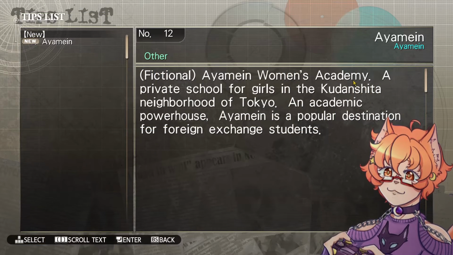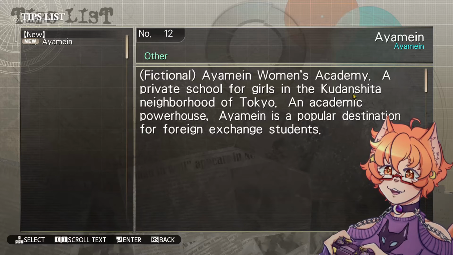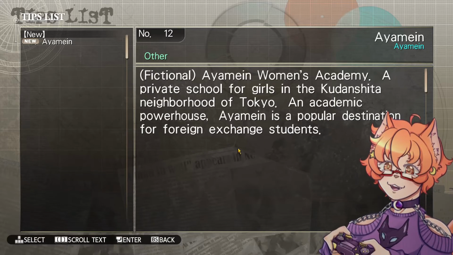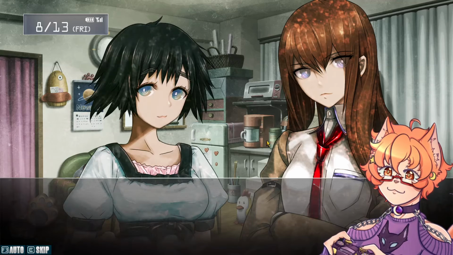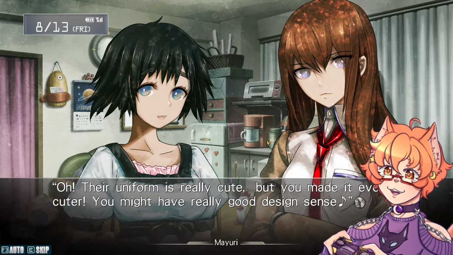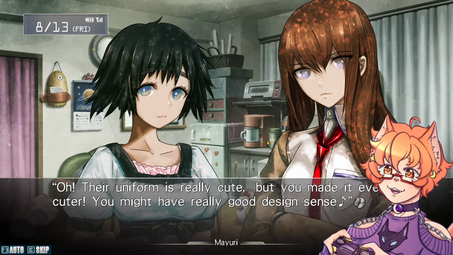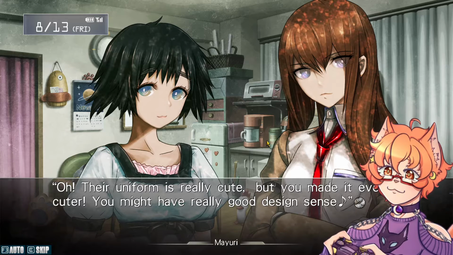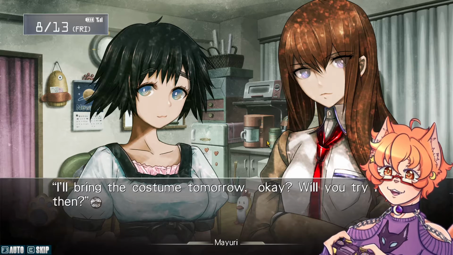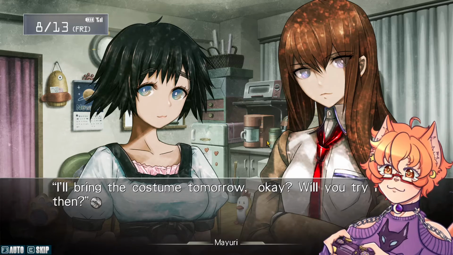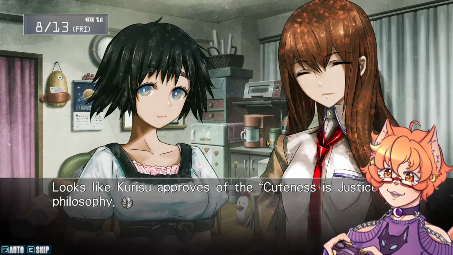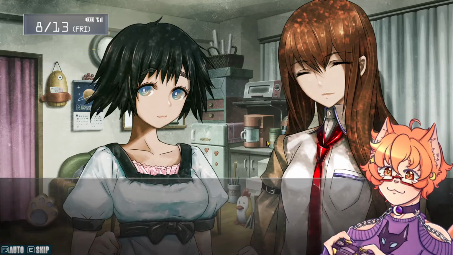Huh? Ayamain Women's Academy, a private school for girls in the Kudanshita neighborhood of Tokyo, an academic powerhouse. Ayamain is a popular destination for foreign exchange students. Oh, their uniform is really cute, but you made it even cuter. You must have a really good design sense. Maybe Kurisu and Mayuri can make costumes together. I'll bring the costume tomorrow, okay? Will you try it on then? Yes! Sure. Yes! Looks like Kurisu approves of the cuteness is justice philosophy.